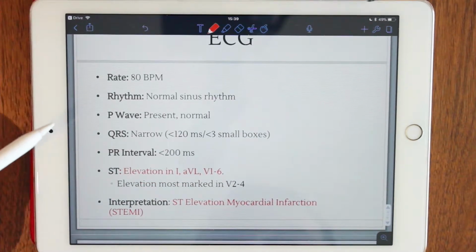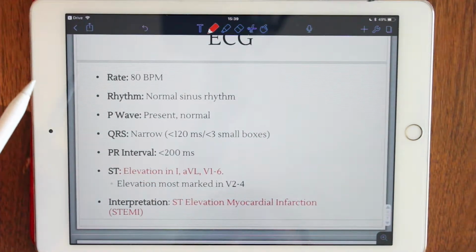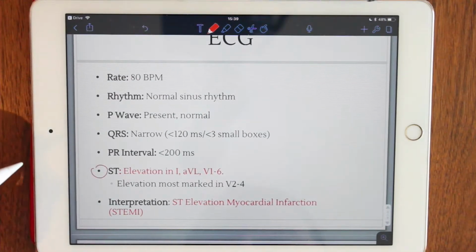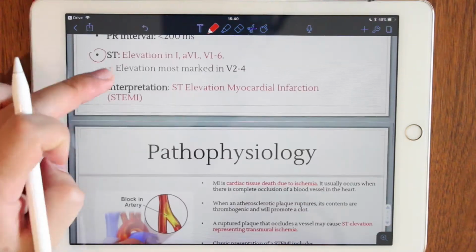As a summary, the rate is 80. We're in normal sinus rhythm. P waves, QRS, and PR intervals are normal. The significant finding here is ST elevation in 1, AVL, and V1 through V6. The interpretation here, an ST segment elevation myocardial infarction.